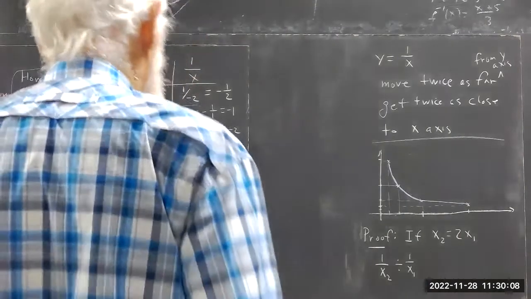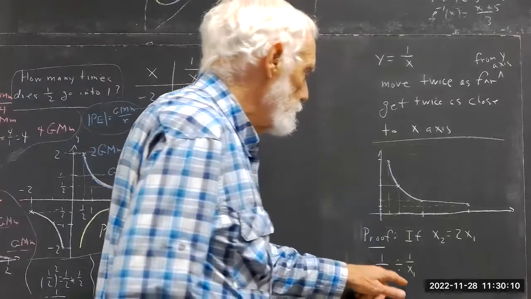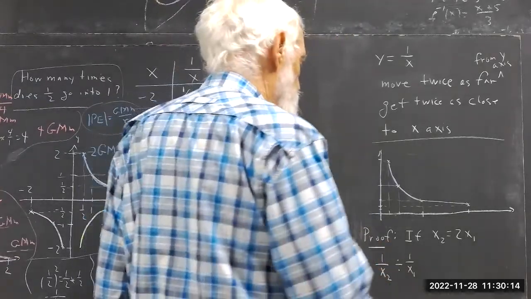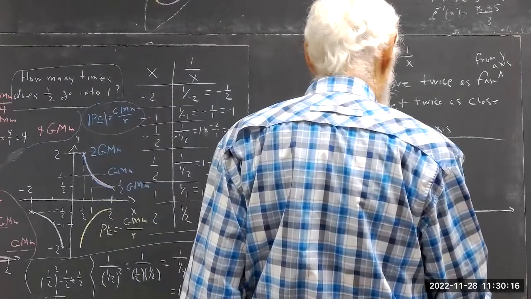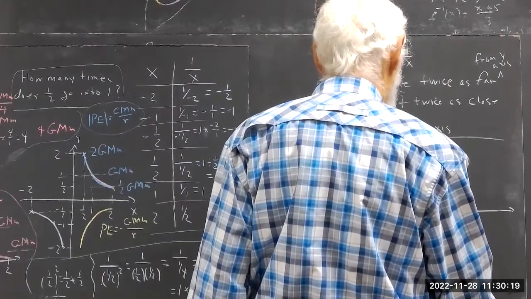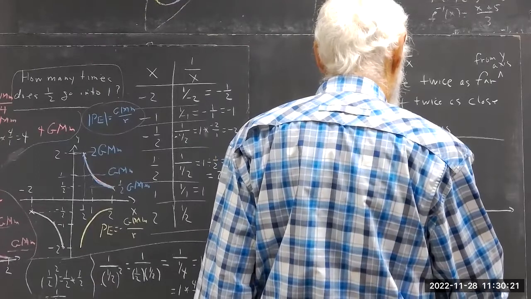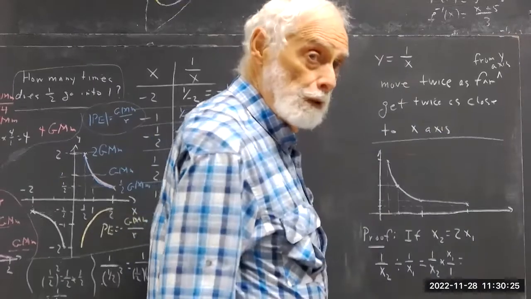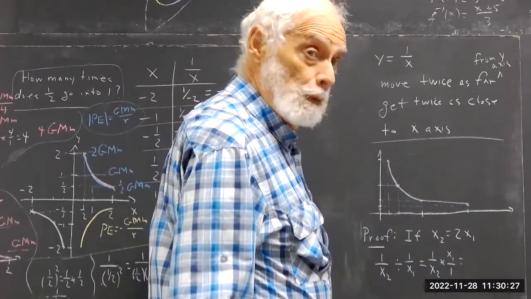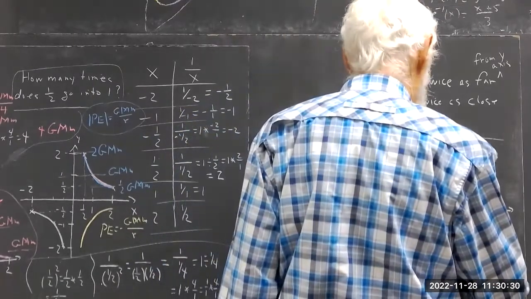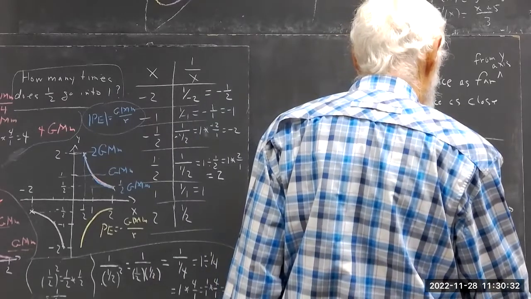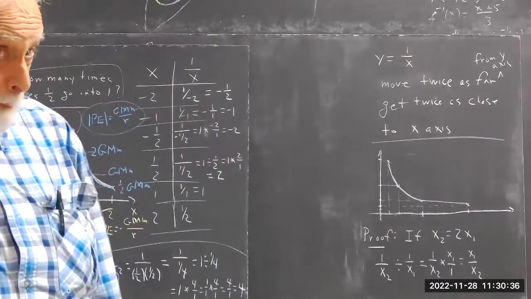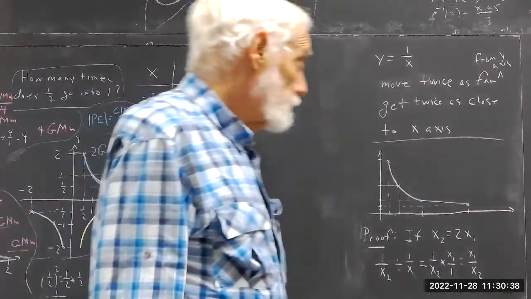Now we've got just a little bit of a question here, but first, 1 over X2 divided by 1 over X1 is 1 over X2 times X1 over 1. And you multiply numerators and you multiply denominators. So that's how you multiply fractions. And you get X1 over X2.